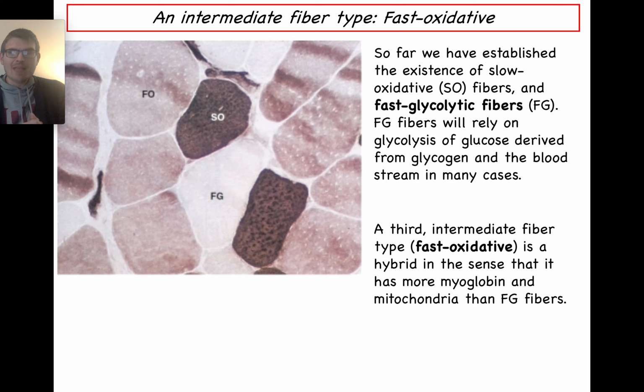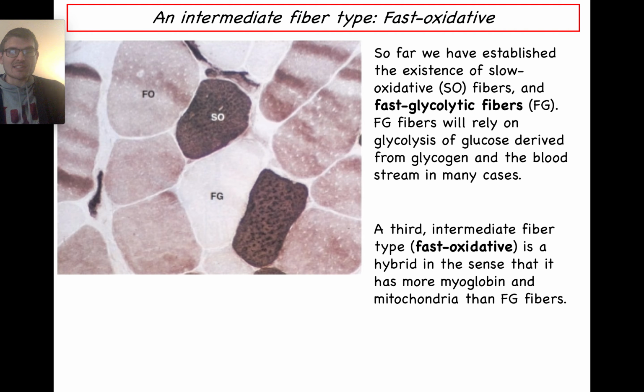So essentially, a fast oxidative fiber does not have as much myoglobin as a slow oxidative fiber, but it's definitely got a heck of a lot more than the FG fiber. So what that means is that it is going to appear pink in color. So that's why you can see some of those pink FO fibers right there. Because they are intermediate, like I said, you basically get the best of both worlds.